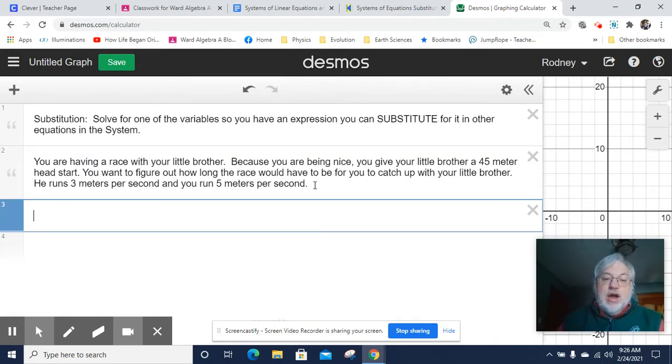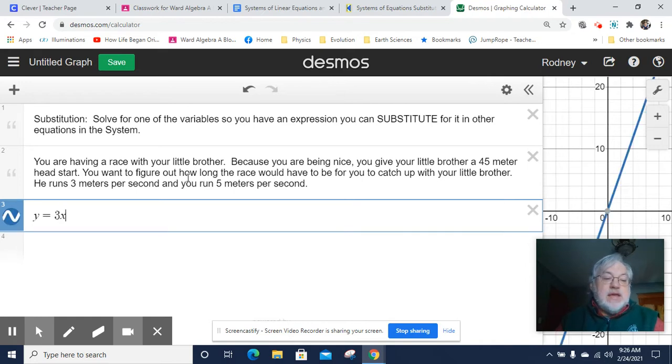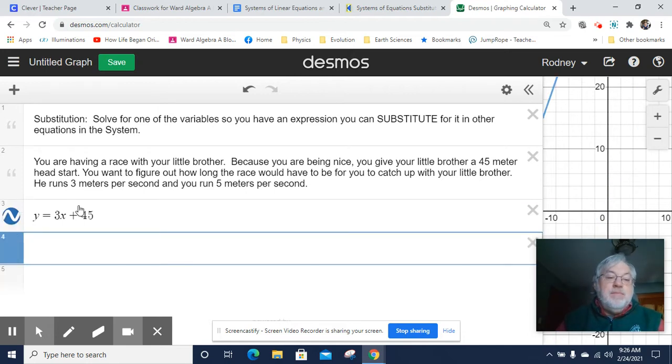So I'm going to start off by coming up with equations for you and your little brother in the race. Your little brother has a starting place of 45 meters and a rate of 3 meters per second. So we should use slope-intercept form. So y equals slope of 3, because it's the rate, times x, plus your little brother's starting place. You can see it's graphed over here. So graphing could solve this as well.